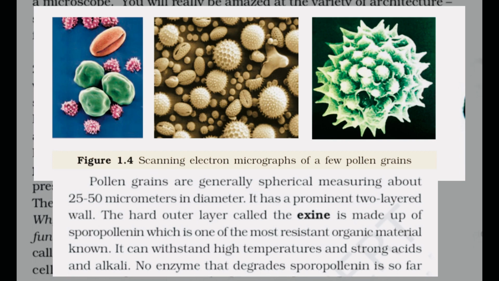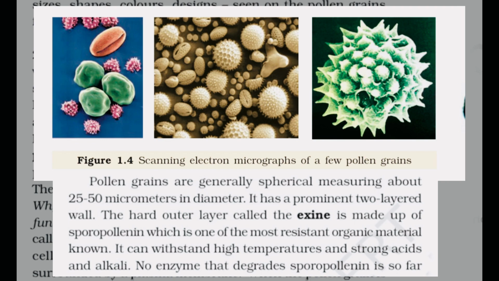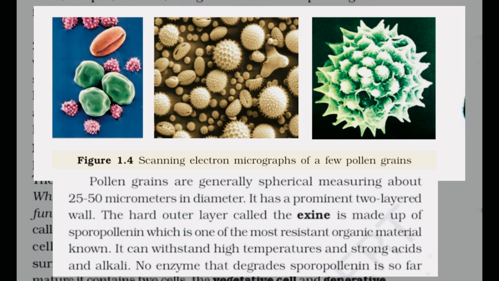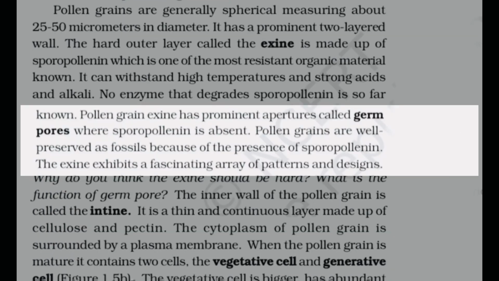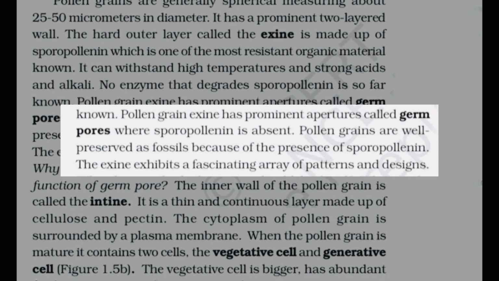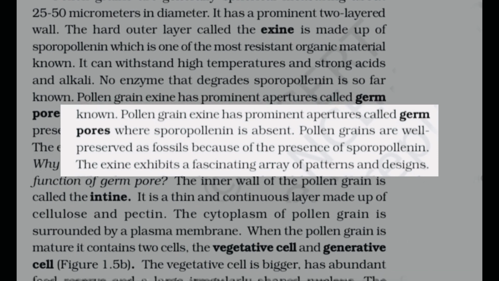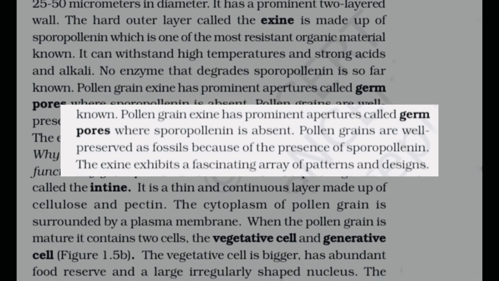It has a prominent two-layered wall. The hard outer layer, called the exine, is made up of sporopollenin, which is one of the most resistant organic materials known. It can withstand high temperatures and strong acids and alkali. No enzyme that degrades sporopollenin is so far known. Pollen grain exine has prominent apertures called germ pores where sporopollenin is absent. Pollen grains are well preserved as fossils because of the presence of sporopollenin.